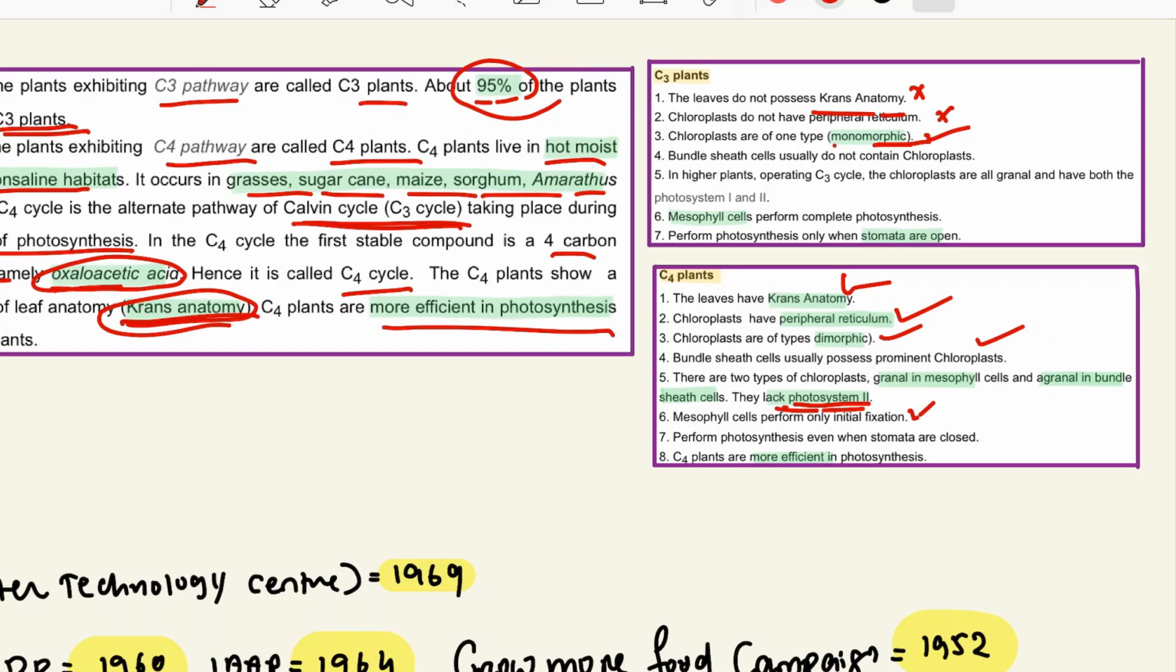Then, performance of photosynthesis: in C3 plants photosynthesis occurs only when stomata are open, but in C4 plants photosynthesis occurs even when stomata are closed. And C4 plants are photosynthetically more efficient than C3 plants.